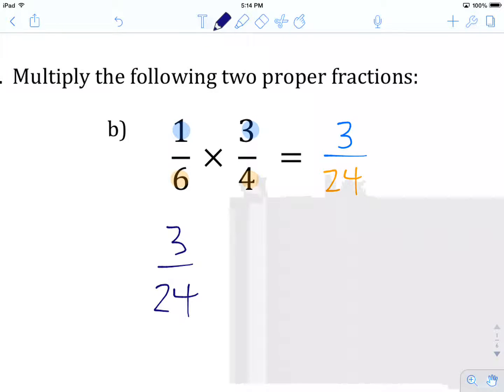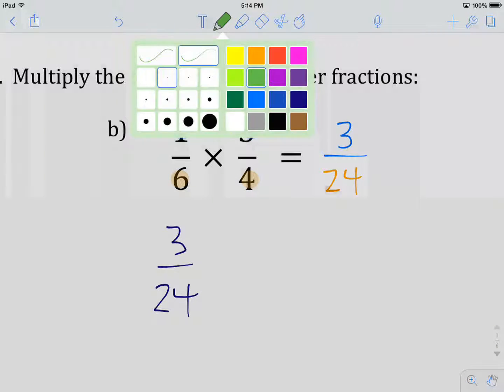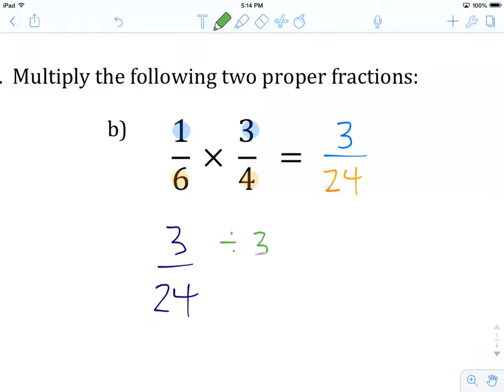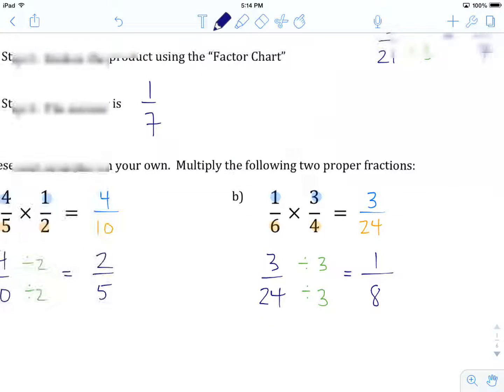Now I'm looking to reduce this, so I'm looking for the greatest factor that's common to both 3 and 24, and when I check my factor chart, I see that it will be 3. So when I divide my numerator by 3, I get 1, and when I divide my denominator by 3, I get 8. So my answer is 1/8.